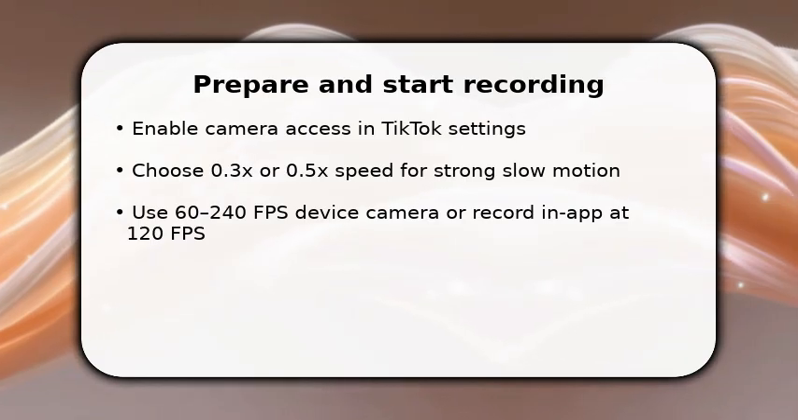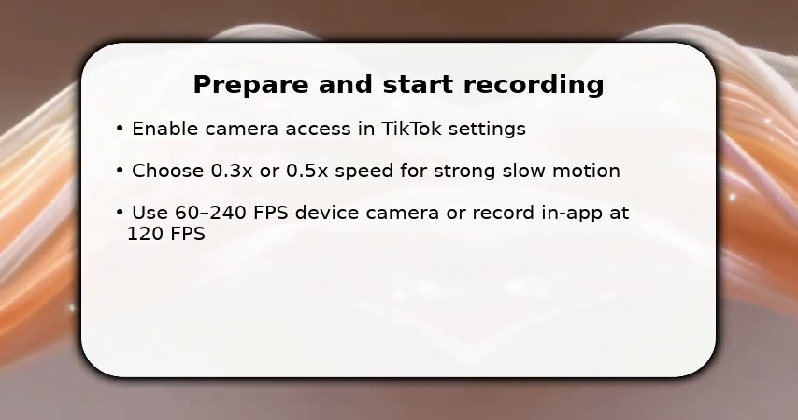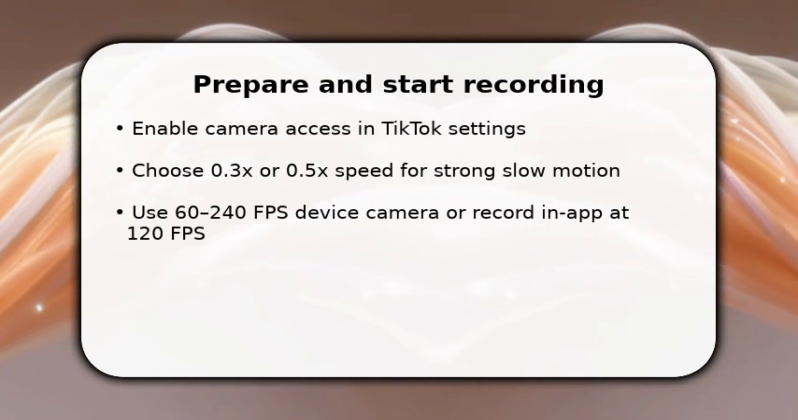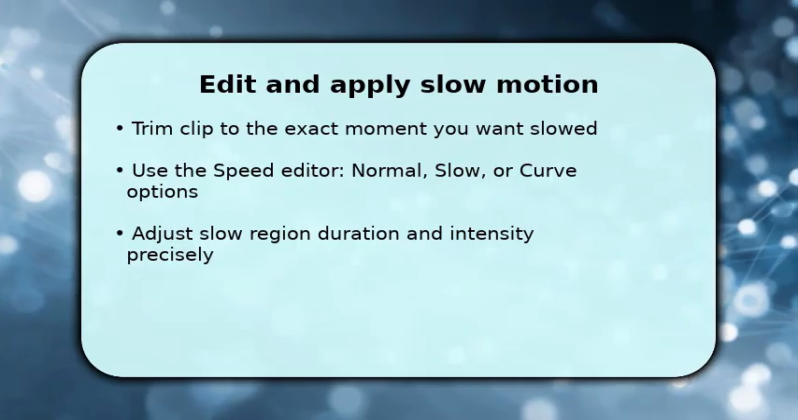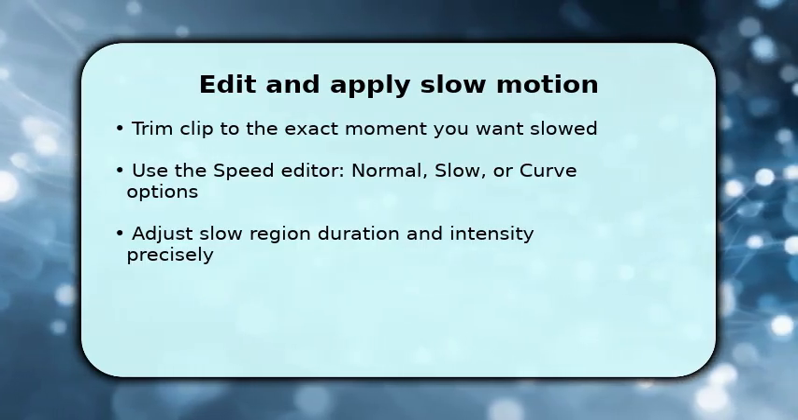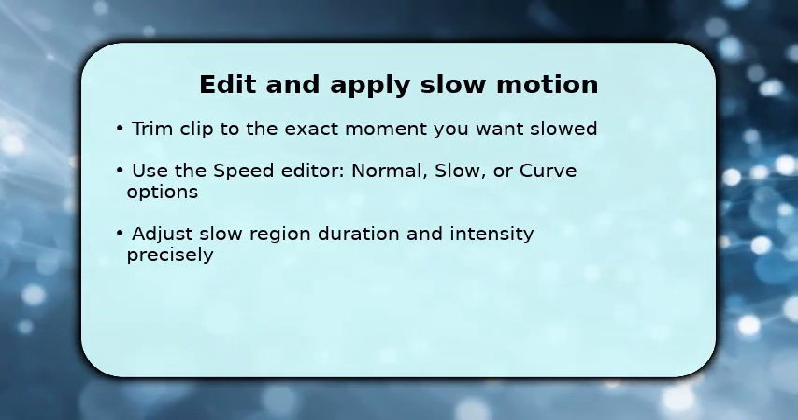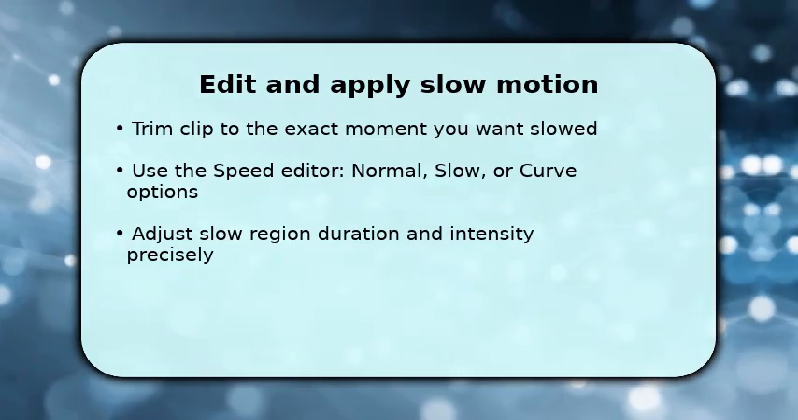Make sure lighting is bright so each frame is crisp. Start recording a slightly longer clip than you think you need. After recording, tap the checkmark to enter editing. Trim the clip to isolate the action you want slowed, because slow motion looks best on short, decisive moments.